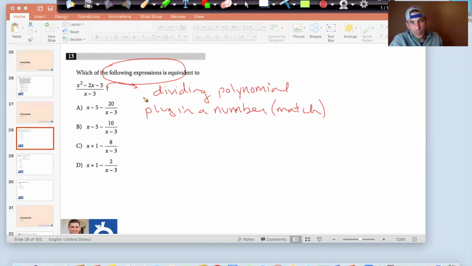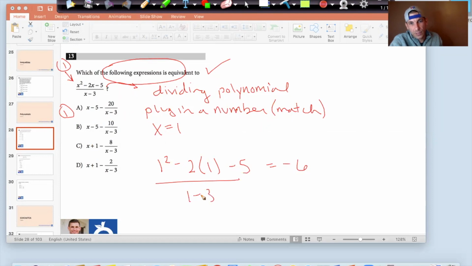But here, I'm going to purposely try to plug in a number so that way you remember the strategy of what I'm telling you. So the number that I'm going to plug in this case is going to be x equals 1. I'm going to plug this number first into here, and then I'm going to plug it into my answer choices here, so that way it makes a little bit more sense. I'm going to do 1 squared minus 2 times 1 minus 5. This gives me 1 minus 2, which is negative 1 minus 5, which gives me negative 6. And then I get 1 minus 3, like this. 1 minus 3 is going to give me negative 2, which gives me 3 overall.